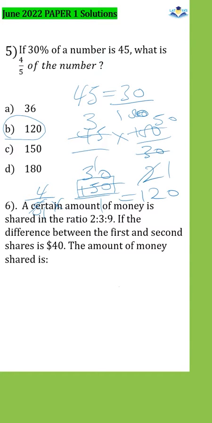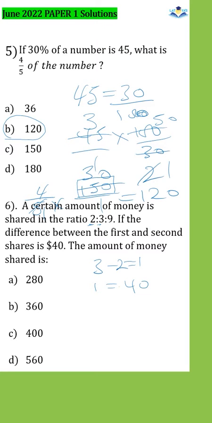Question 6. A certain amount of money is shared in the ratio 2:3:9. If the difference between the first and second shares is 40, the amount of money shared is going to be what? They said the difference between the first and second share. What's the difference between 3 and 2? The difference between 3 and 2 is 1. And they're telling us here that 1 is equal to 40.